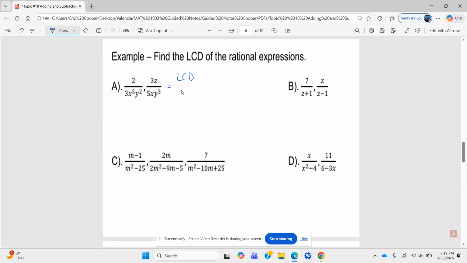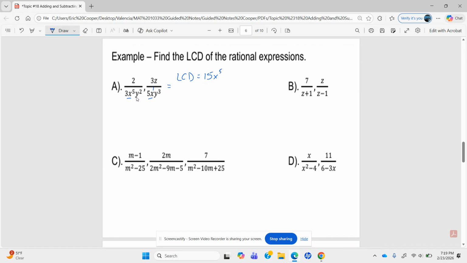We know that 10, 5 goes into 10, but 3 does not go into 10, so that doesn't work. And we know, for example, 6, 3 goes into 6, but 5 doesn't go into 6. The smallest number that both 3 and 5 go into is 15, so we'll use that as our number for our LCD. For the variables, we're going to take the highest variable exponent. So here I've got x to the fifth and x to the first power. We want to take the biggest one, so x to the fifth needs to be in my LCD.